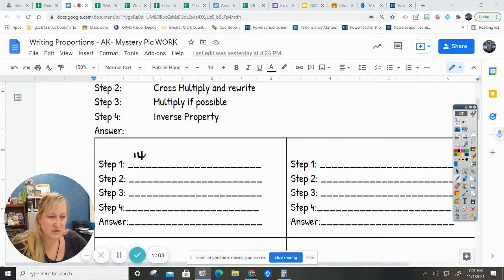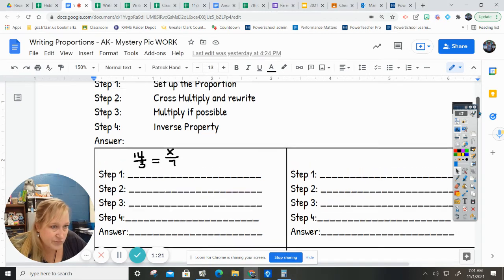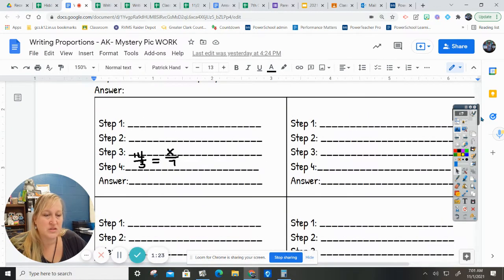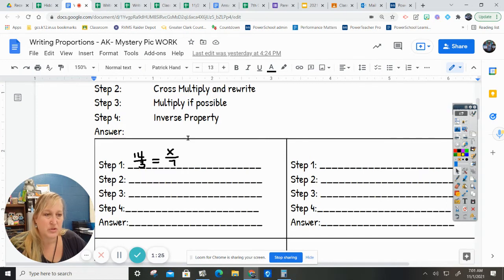14 over 3 equals x over 7. So that's step one, which it shows you at the top. Step one was to set up the proportion. So that is what we did. We set up the proportion, step one. Step two is to cross multiply and rewrite.